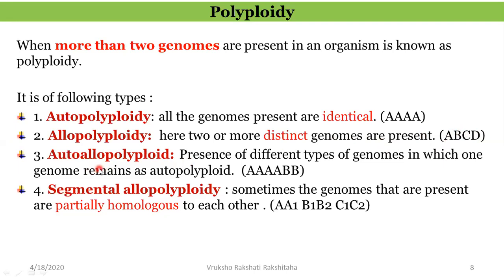Third one is auto-allopolyploidy. Here, there is a presence of different types of genomes in which one genome always remains as an autopolyploid. So you can see there are 4 copies of A genome. That is, it is autopolyploid by the presence of 4 copies of A genome. And because there are 2 copies of B genome also, it becomes an auto-allopolyploid. Fourth type is segmental allopolyploidy. Sometimes the genomes that are present are partially homologous to each other. So, for example, A1 genome is partially homologous with A genome. That is why A1, similarly B1, B2, C1, C2.